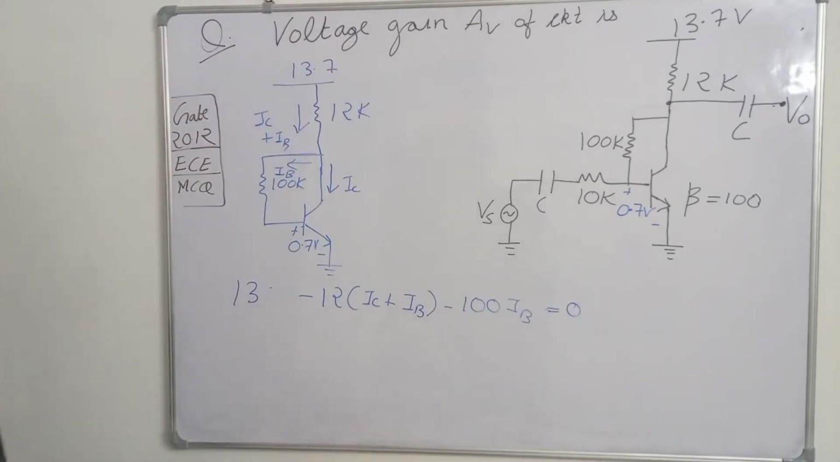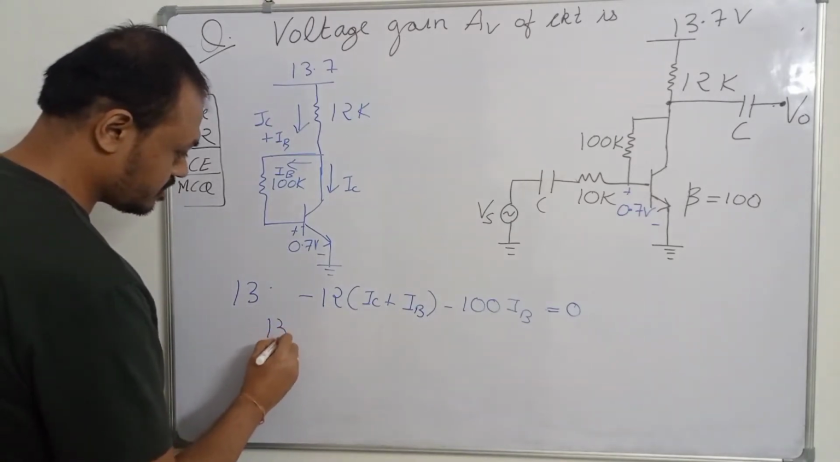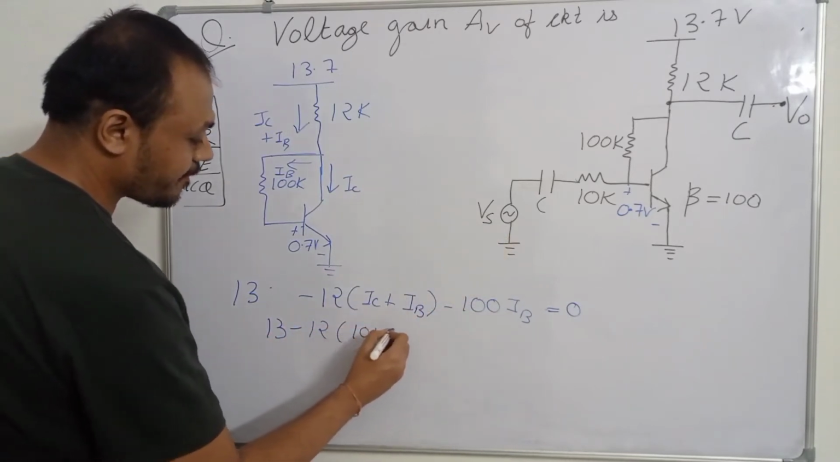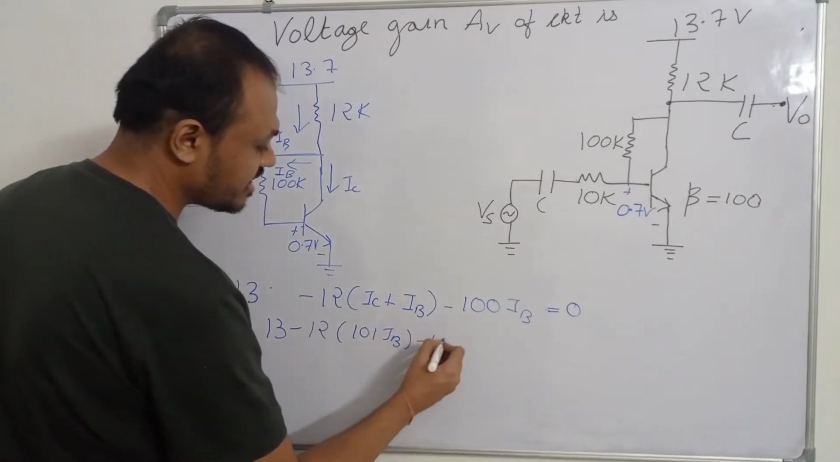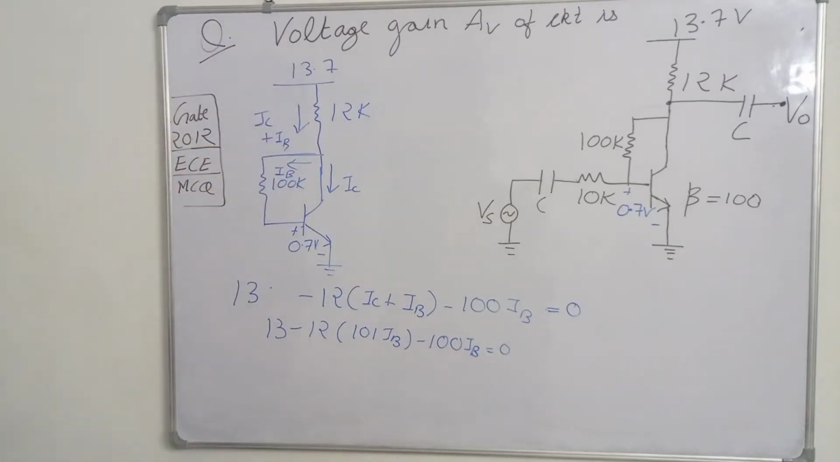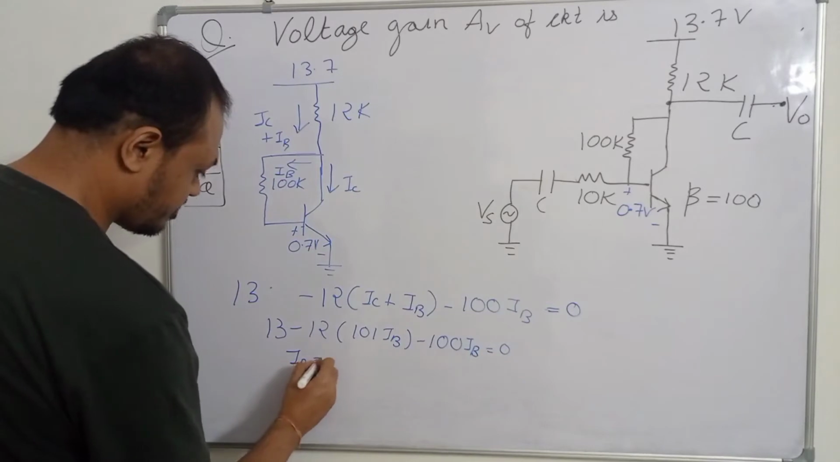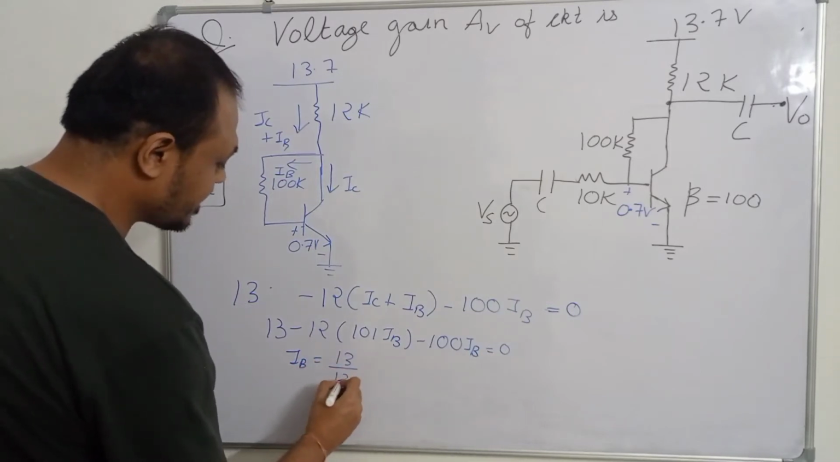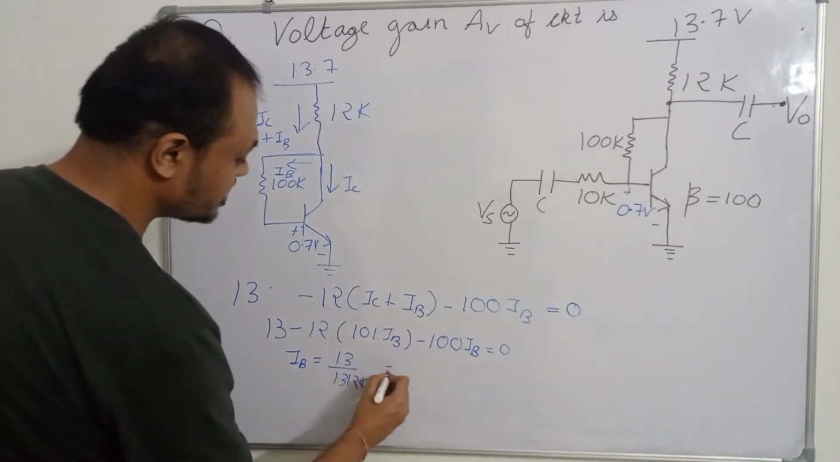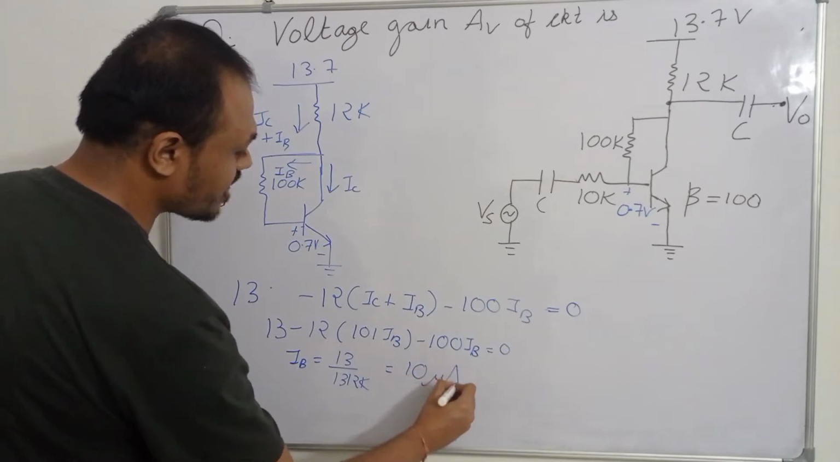and IC is equal to beta IB, and beta is given as 100. So 101 IB minus 100 IB equal to 0. So if you find the value of IB, then IB will be equal to 13 upon 1312K, because this is 12K and this is 100K. So this will approximately be equal to 10 microampere.